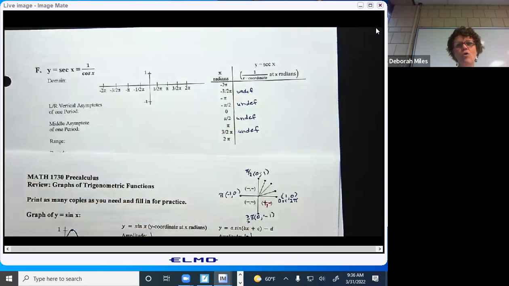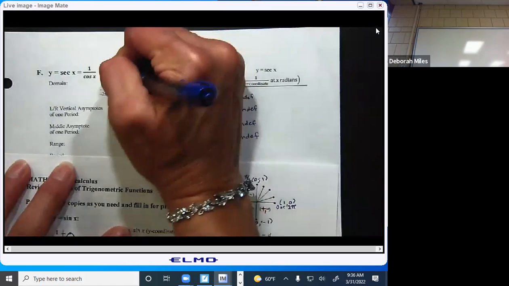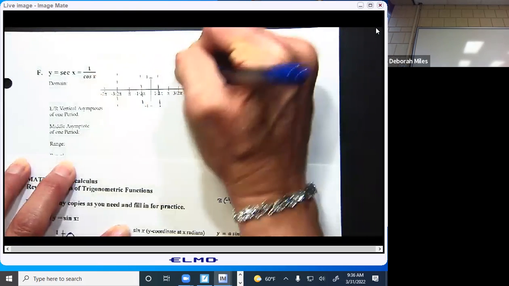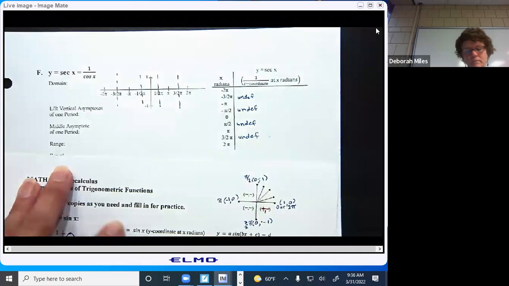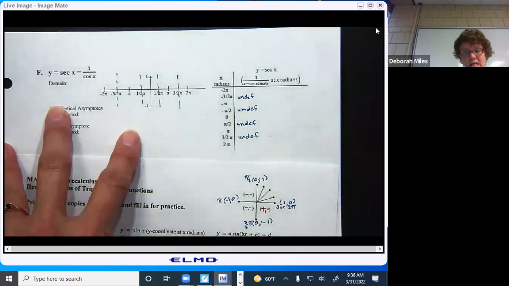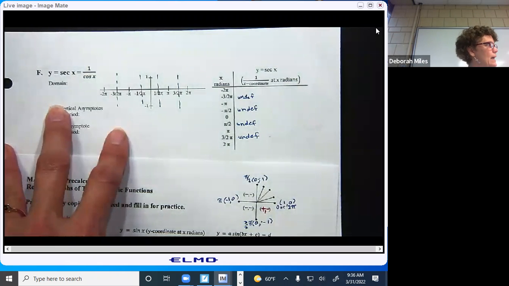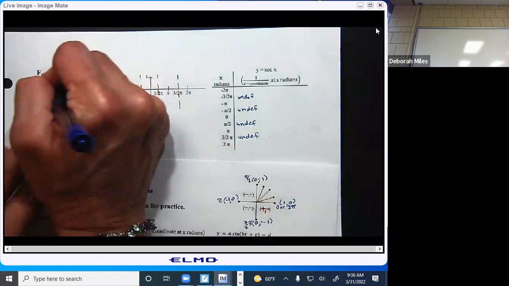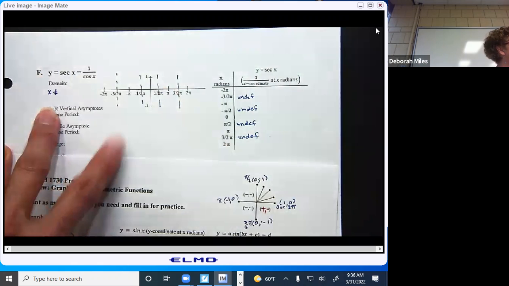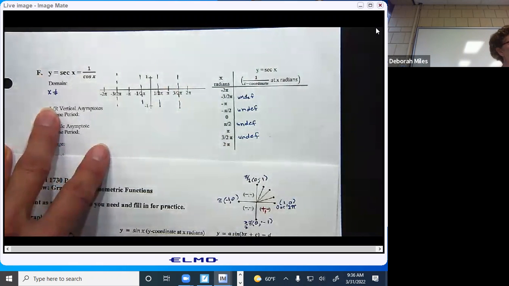And what does that tell us about the graph where the function's undefined? That's where the vertical asymptotes are. So vertical asymptotes at all the odd half pies. And the domain is anything except for those odd half pies. So x cannot be, you remember how we wrote odd half pi? How did I write odd?